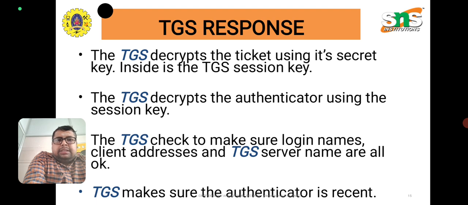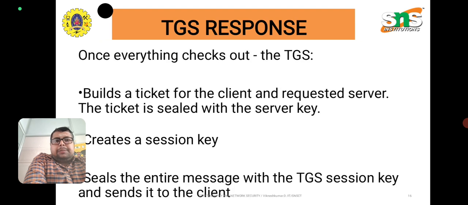The TGS decrypts a ticket using the secret key, and inside is the TGS session key. The TGS decrypts the authenticator using the session key. The TGS checks to make sure the login names, client addresses, and TGS server names are all okay. It checks whether the login names are the same as the client addresses and the server names are all okay. Then the TGS makes sure that the authenticator is recent.